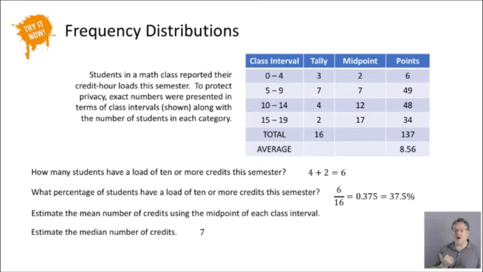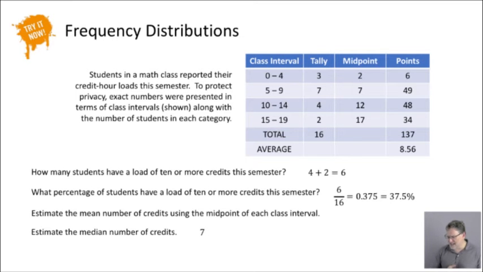We then add up all of those points to get 137. We divide by a total of 16 students to get 8.56. So that's our average, our estimate of the average at least, for the number of credits being taken by each student, the average number of credits being taken by each student this semester.